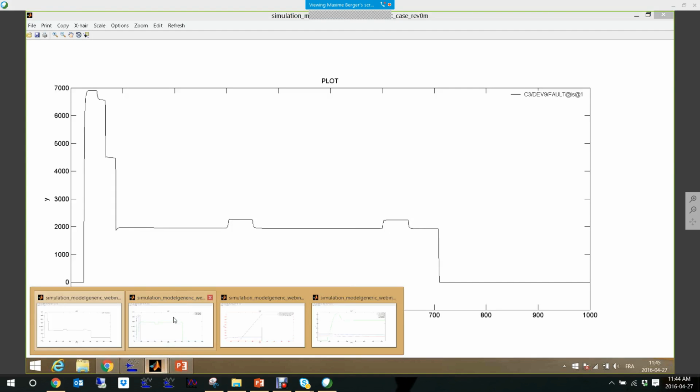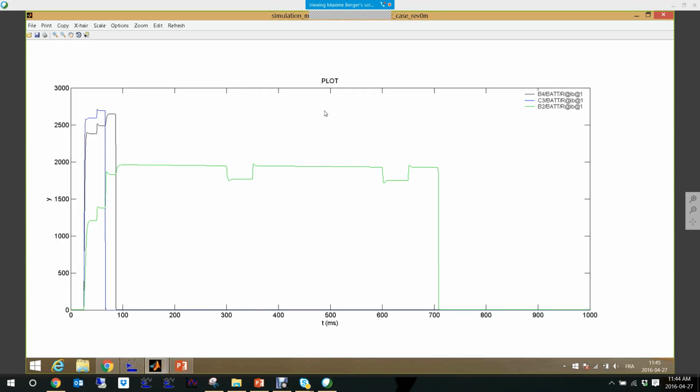Another thing that we can look at is the battery current. Here what we can see is that the C3 battery fault current will be interrupted first. Then we interrupt the fault current in the B4 car, and finally we interrupt the current in the B2 car.